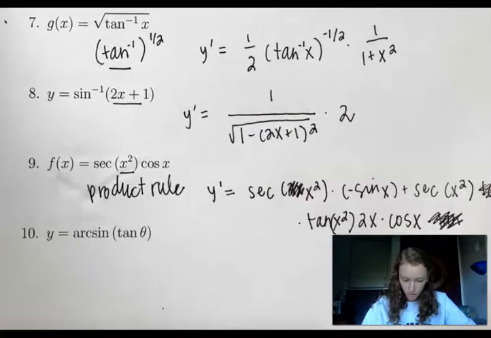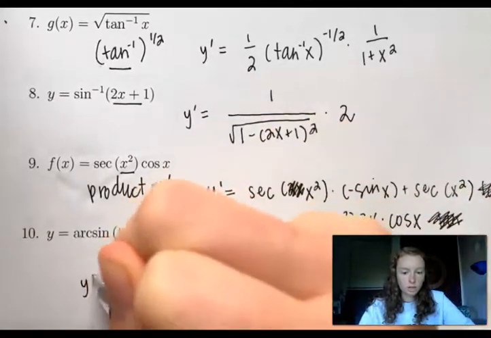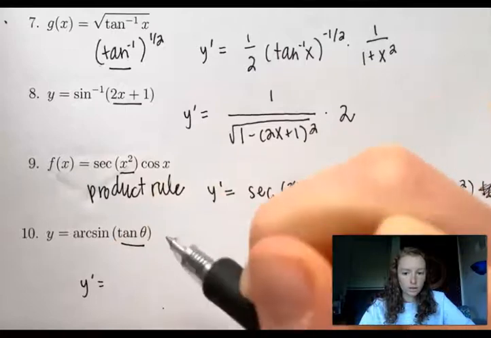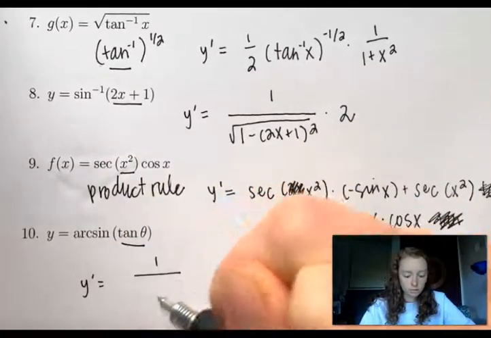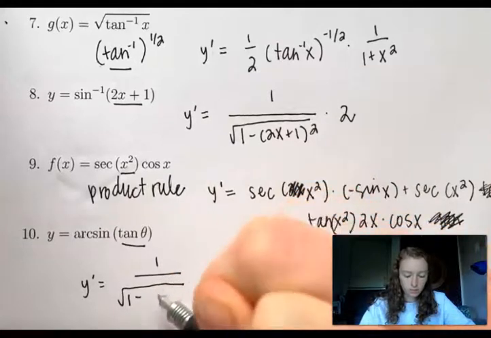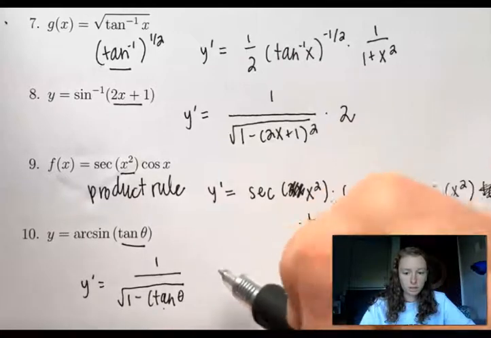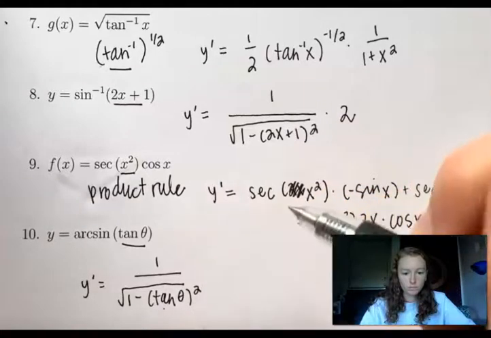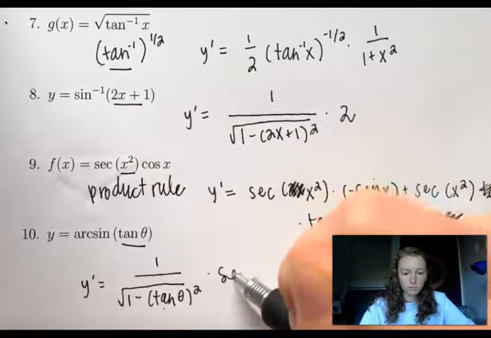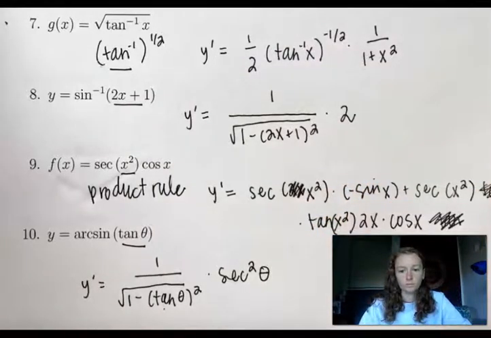Okay, for 10, arc sine is just inverse sine, so it's sine to the -1, and then underline the tan theta because that's an inside function. So this one's similar to number 8. And just remember the derivative of tan is secant squared x.